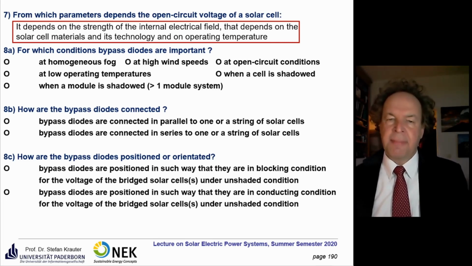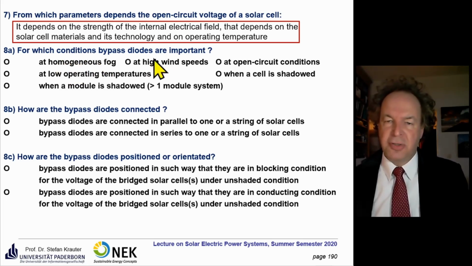Question number 8a is, for which conditions are bypass diodes important? For homogeneous fog, for high wind speeds, are they relevant at open circuit conditions, or at low operation temperature, or when a cell is shadowed, or when the module is shadowed? You see here bypass diodes, we learned it, when shadows occur. So for homogeneous irradiance, it would be darker, but it's homogeneous. So there wouldn't be any necessity to apply bypass diodes.